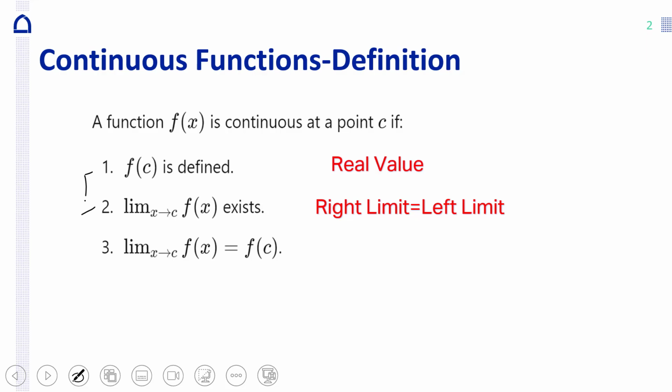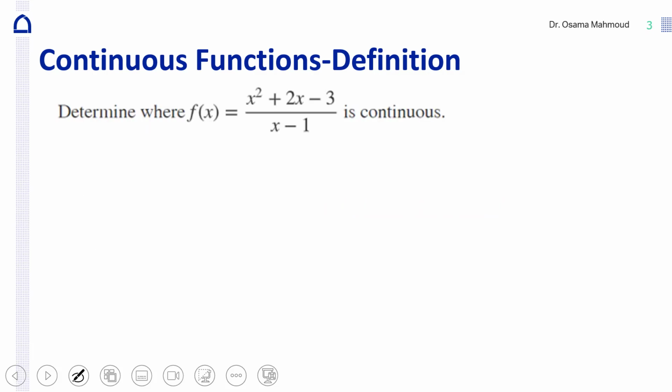Okay, so you know the value of the function at x equal to c, and you guarantee your limit exists. If the value of the function at x equal to c is the same as the limit of the function when x tends to c or approaches c, in this case you can guarantee your function is continuous at x equal to c.